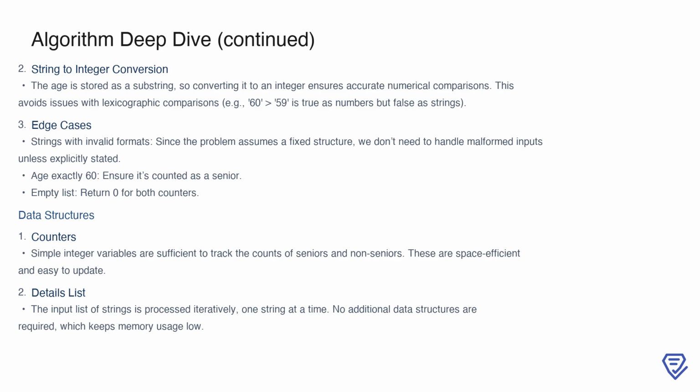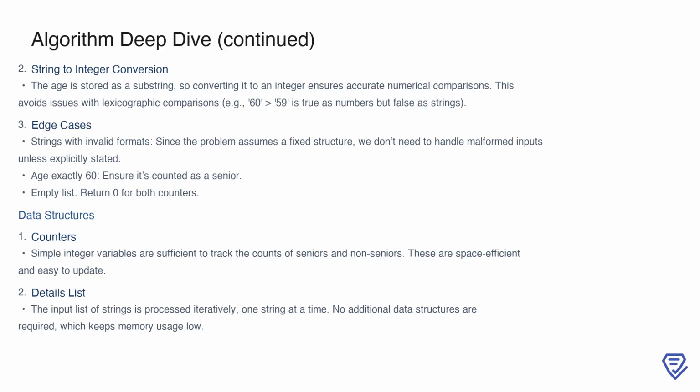There are also a few edge cases to consider. For instance, if the list of strings is empty, the algorithm simply returns 0 for both counters since there are no entries to process. Additionally, we treat the age of exactly 60 as a senior, so it's important to ensure this boundary condition is handled correctly. Malformed strings don't need to be considered in this problem because the input format is assumed to always be valid. For data structures, we use simple integer counters to track the counts, which are efficient and easy to manage.